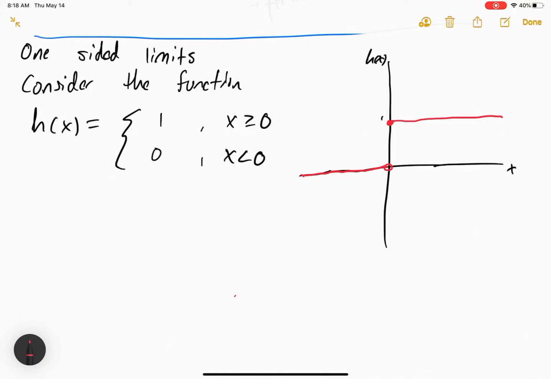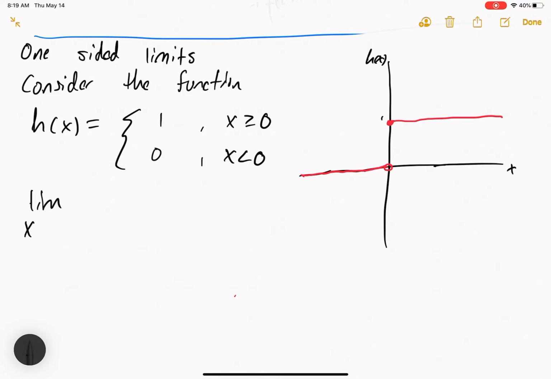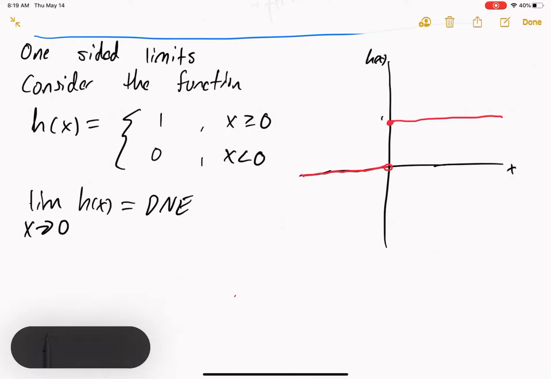And the idea is that the limit right here is not going to exist. So in this case, the limit as x goes to 0 of h of x actually does not exist. And the reason for that is, let's look at what happens as the function approaches 0. If we approach 0 from here, the left-hand side approaches 0.